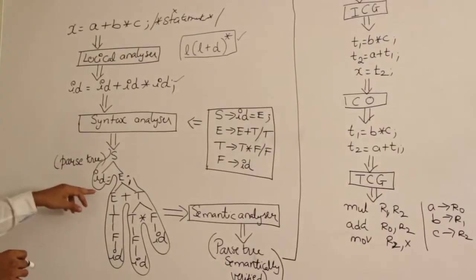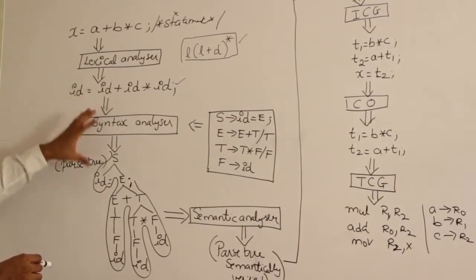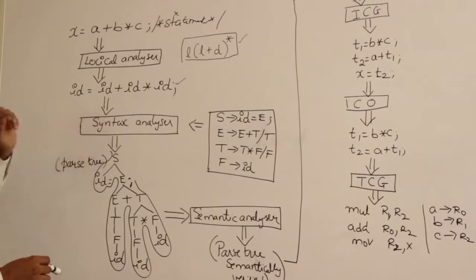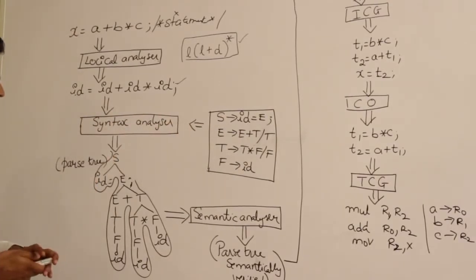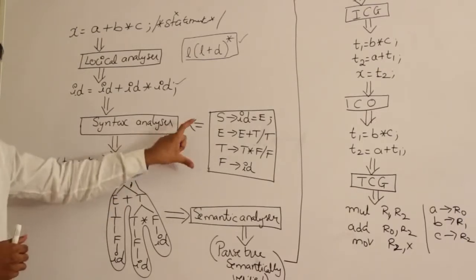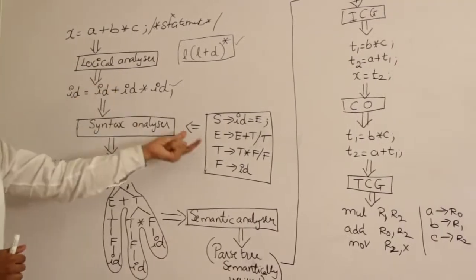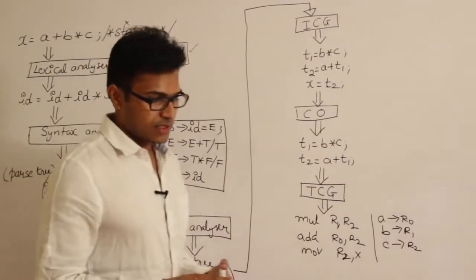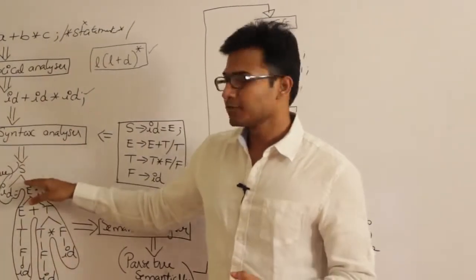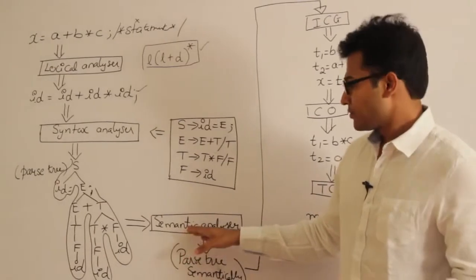Therefore you have to see that the yield of this parse tree and the input to the syntax analyzer are the same. If you get that, we can say that the input is according to the format we gave, otherwise there is a syntax error. Therefore syntax errors can be detected at the syntax analyzer if the input is not according to the grammar given. Now the output of the syntax analyzer is a parse tree. This parse tree will be given to the semantic analyzer, the next phase, right?